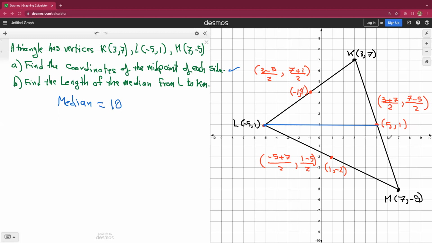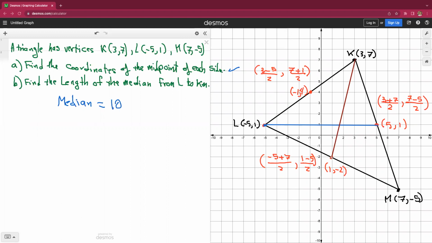It's straightforward. You could use the formula here, but you could just count it. So if it's a horizontal line or a vertical line as well, you could just count it. So how about if they ask us to find the length of the median from K to LM, then the median would look like this. And I'm just going to add this to the question that wasn't asked, just so that we could explore if it wasn't a horizontal or vertical line.